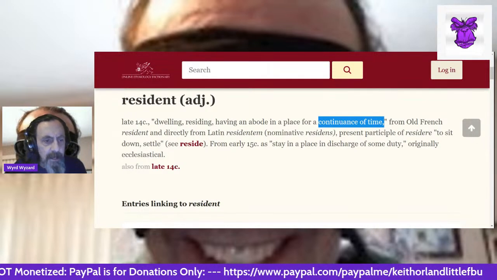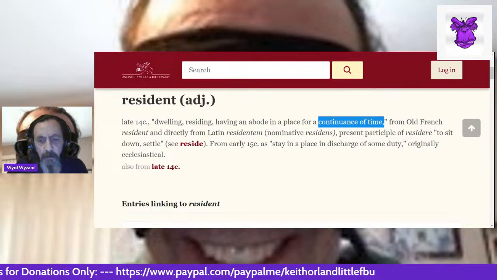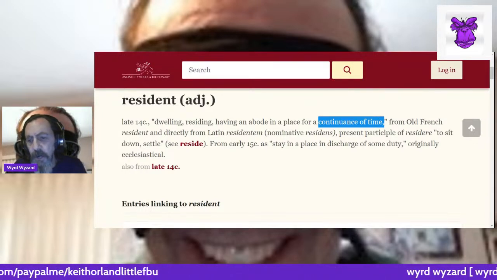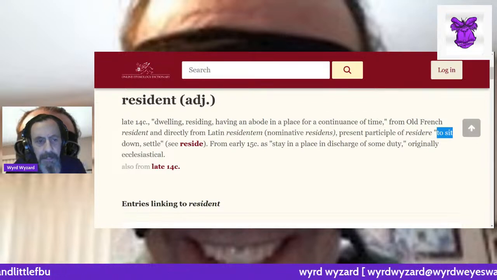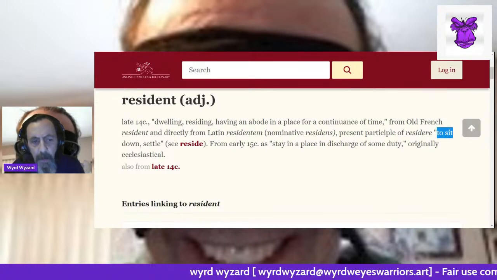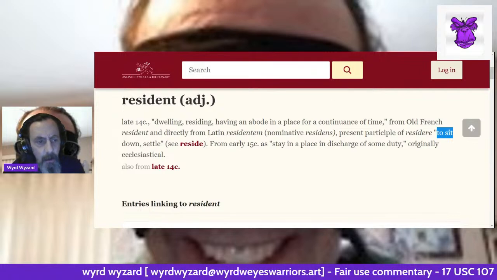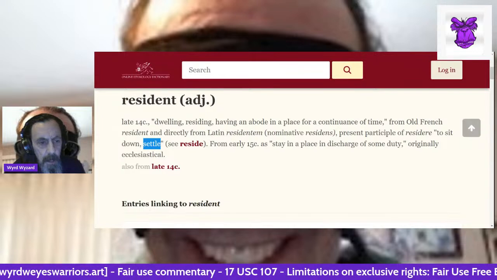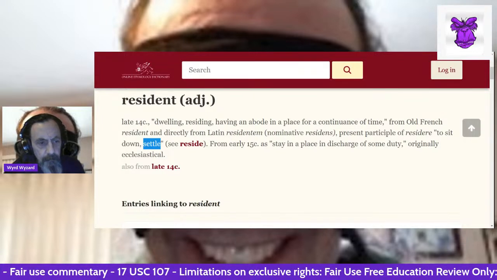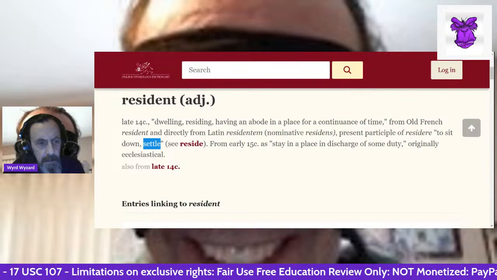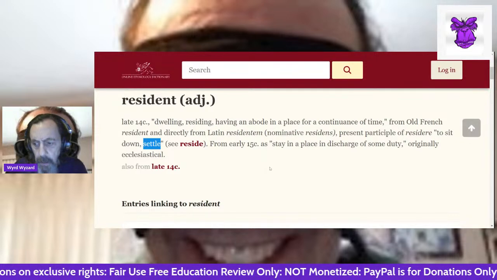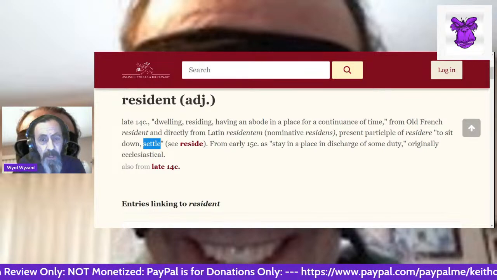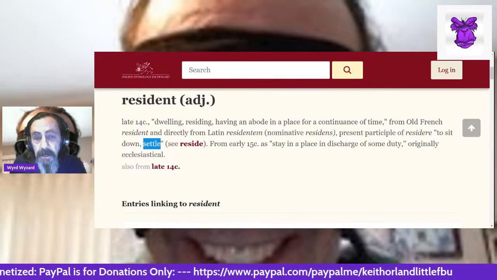From Old French resident, and directly from Latin residentum, nominative residens, present participle of residere, to sit, as I mentioned before, a resting place. That's why they call it dwell. To sit down, settle. Is that the settlement? Are you a resident of the settlement? Was it already settled? Is that your mentality, that it was already settled and you were just automatically a resident?